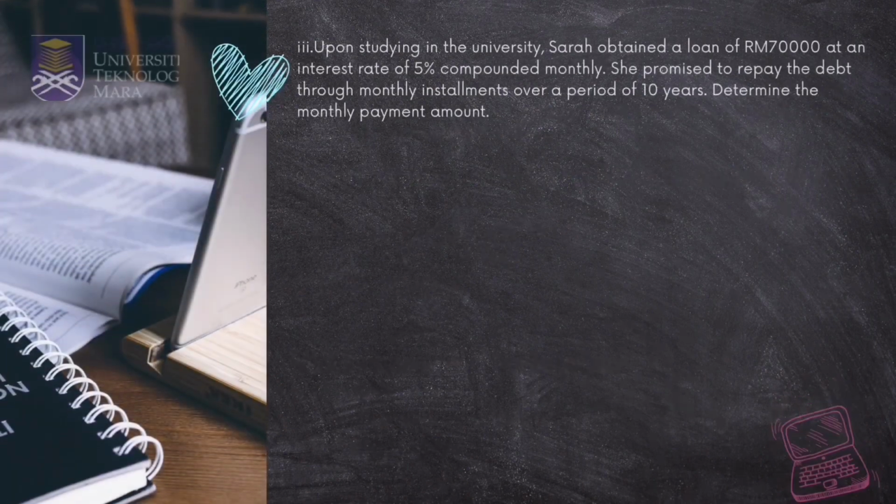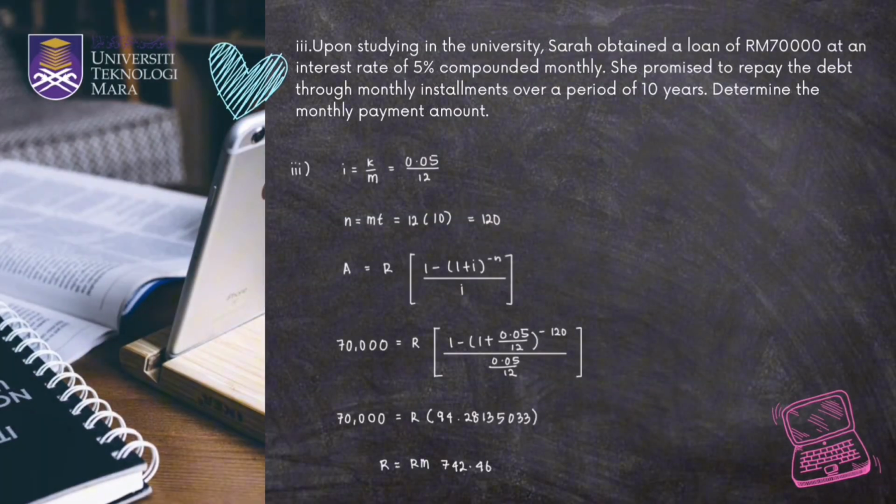Lastly, for question B3, upon studying at the university, Sarah obtained a loan of 70,000 at an interest rate of 5% compounded monthly. She promised to repay the debt through monthly installments over a period of 10 years. Determine the monthly payment amount. 70,000 ringgit is A, 5% is K, compounded monthly means N equals 12, and 10 years is T. The question wants us to find the monthly payment, which is R, because we have the value of A. So we are going to use the formula A equals R and so on. Now we can insert all the information into the formula, and then we get 742.46 for our R.